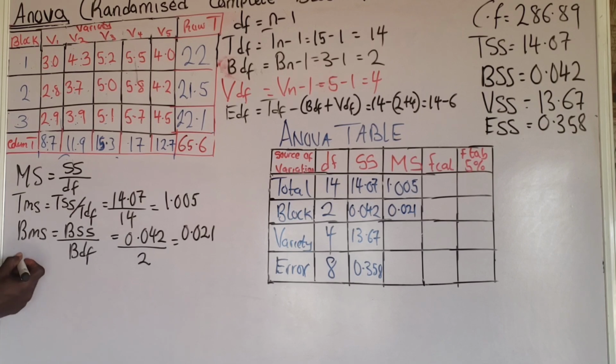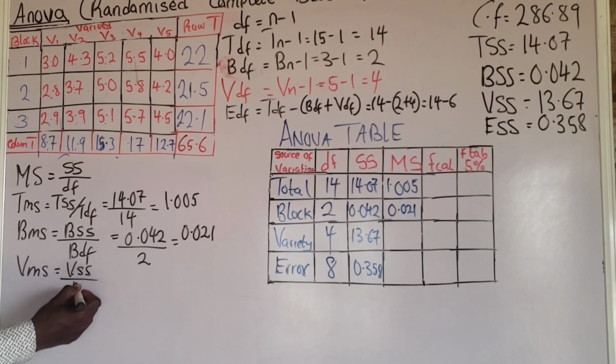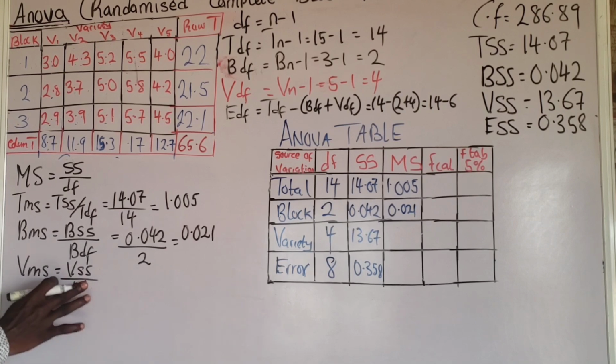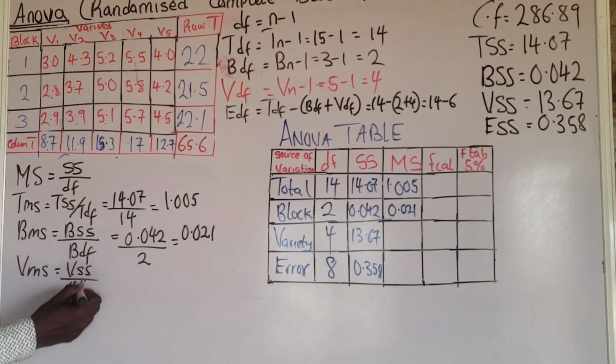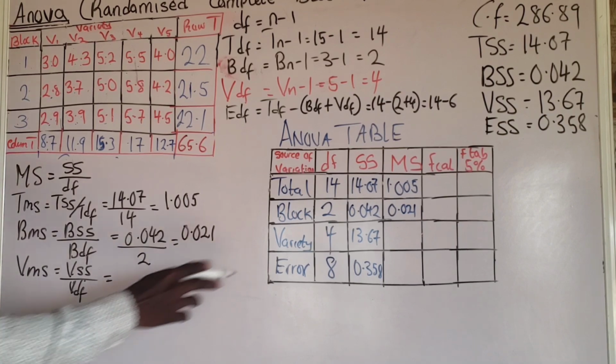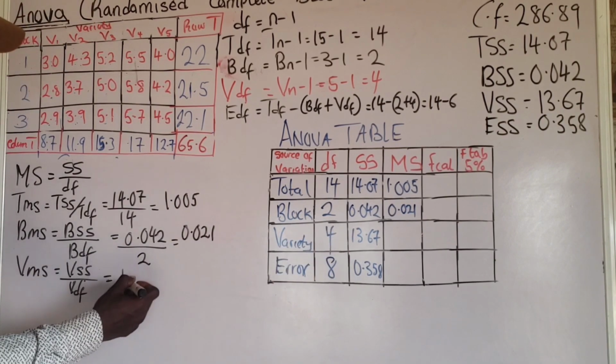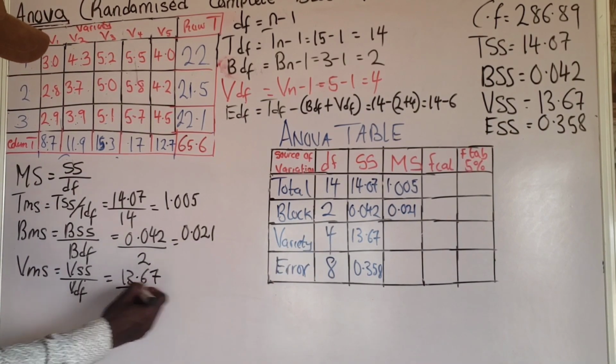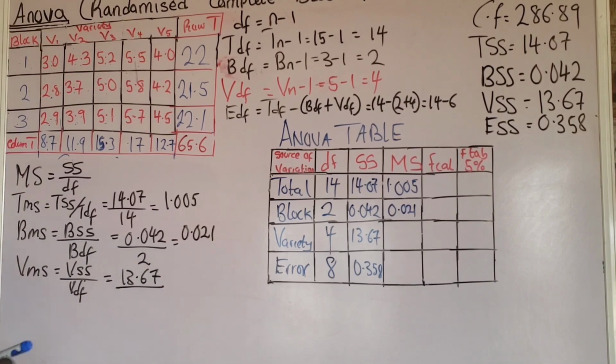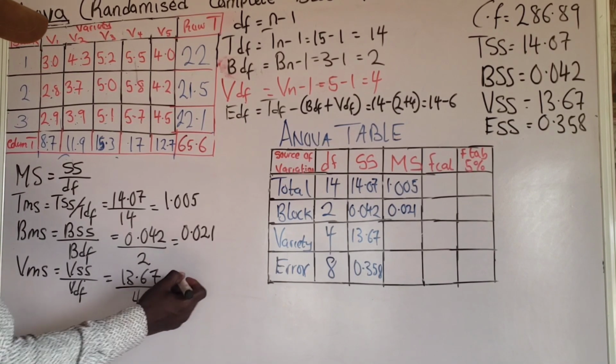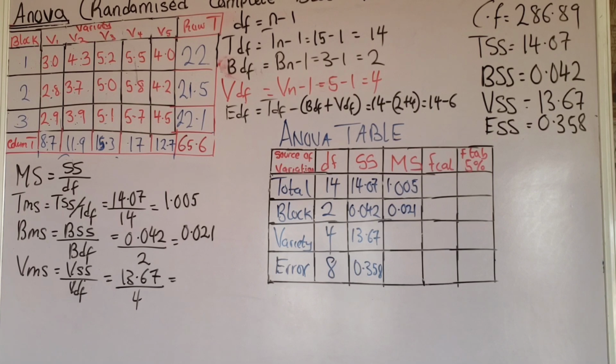Okay, now let's calculate the variety mean squared. The variety mean squared is equal to the variety sum of squared all over the variety degree of freedom. The variety sum of squared is 13.67, all over the variety degree of freedom, which is 4. 13.67 divided by 4 is 3.4175.